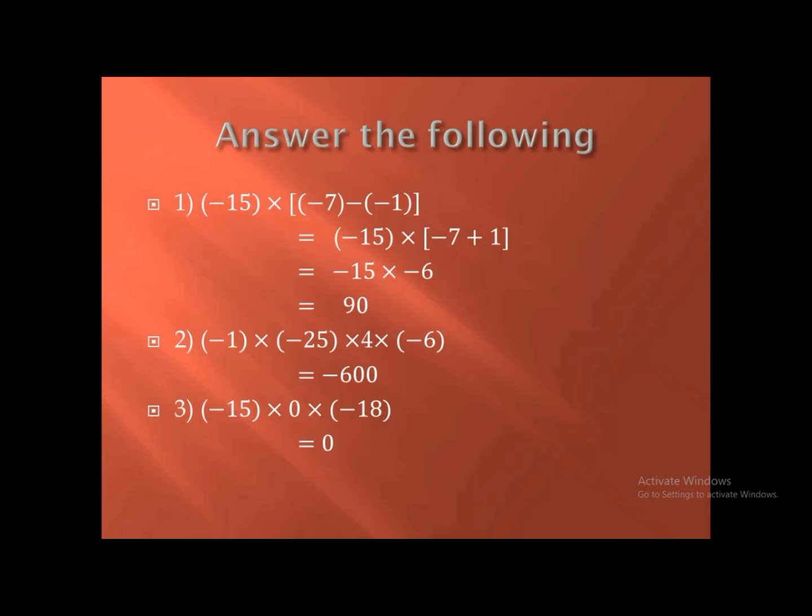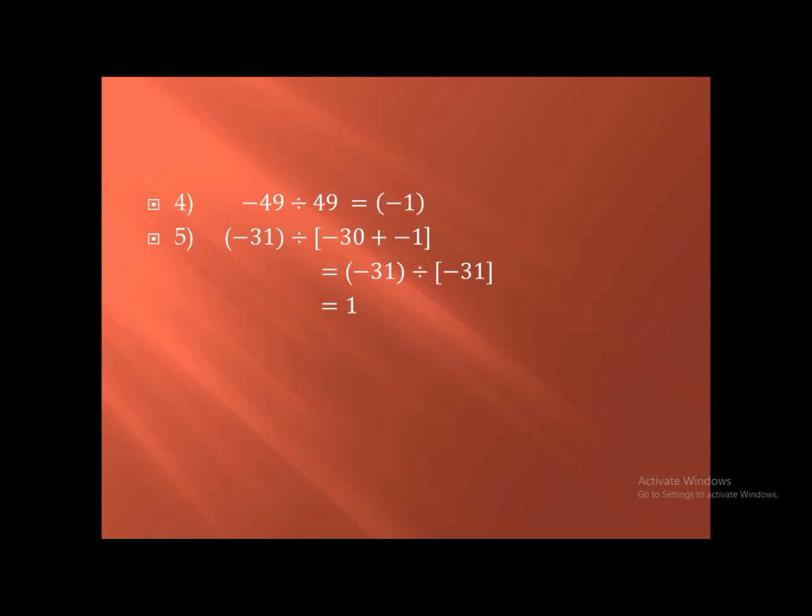Question number 4, minus 49 divided by 49. Here negative divided by positive. The sign of the quotient will be negative, and 49 divided by 49 is 1. So the answer is negative 1. Question number 5, negative 31 divided by the bracket of negative 30 plus negative 1. We can see a bracket here. Within the bracket, negative 30 plus negative 1, which is negative 31, and negative divided by negative, which is positive, and 31 divided by 31 is 1. So the answer is positive 1.